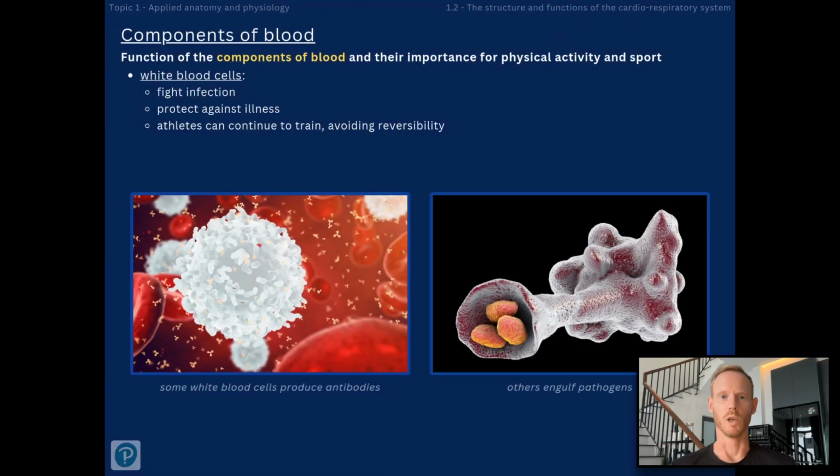White blood cells, or leukocytes, form part of the immune system, helping to protect the body against disease-causing pathogens like bacteria. Some white blood cells destroy pathogens by engulfing them and digesting them internally, while others produce chemicals called antibodies.